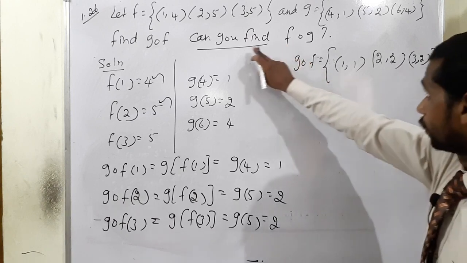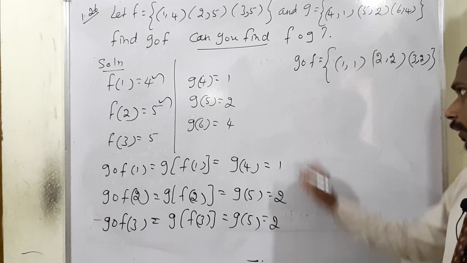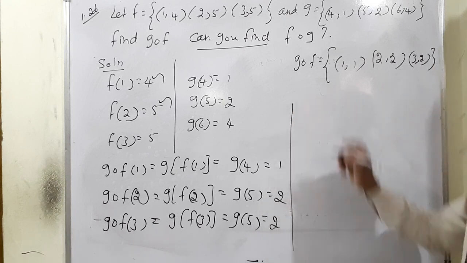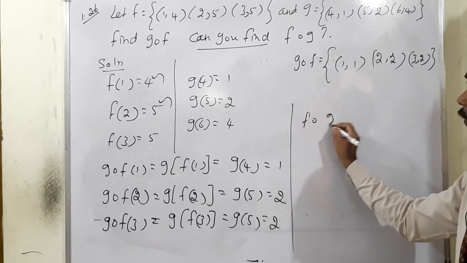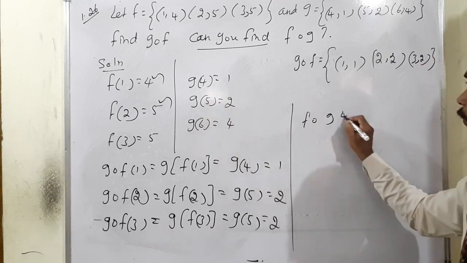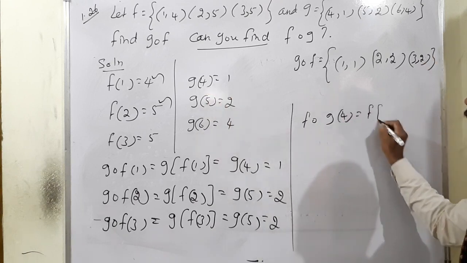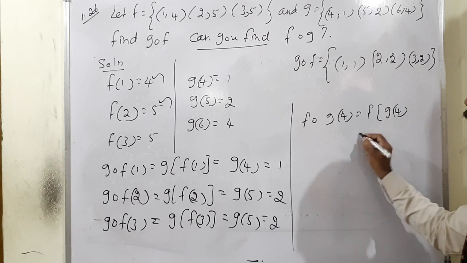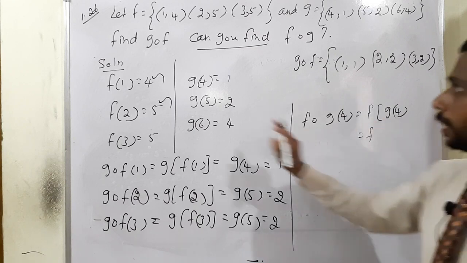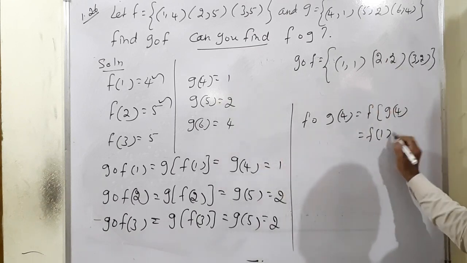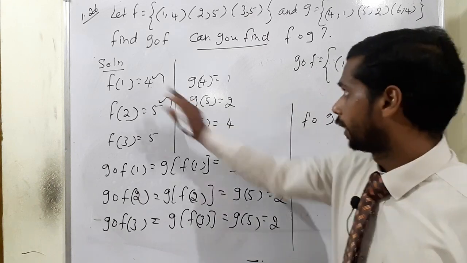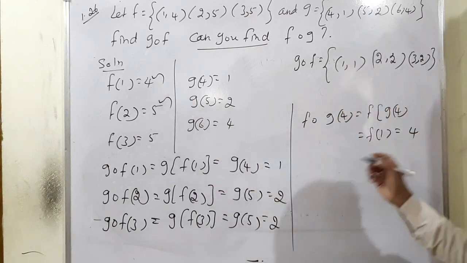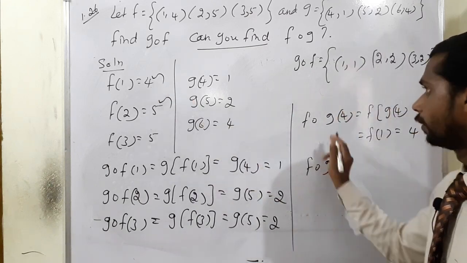Next condition, can you find f dot g? Okay, I have to check it. First one, f dot g, first condition 4. We can write it as f of g of 4. Again, f of g of 4 is equal to 1. Okay, f of 1 is equal to 4, first condition is there. Okay, next pair, f dot g of I.